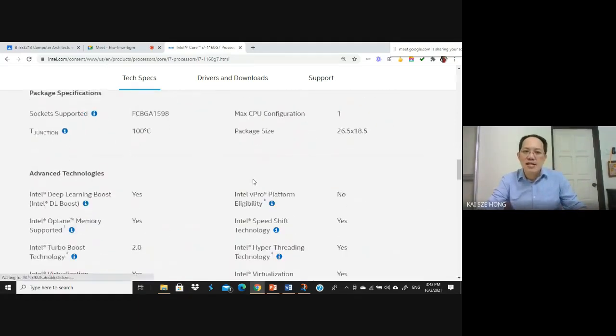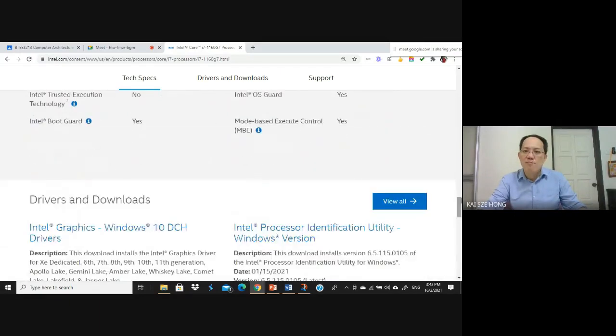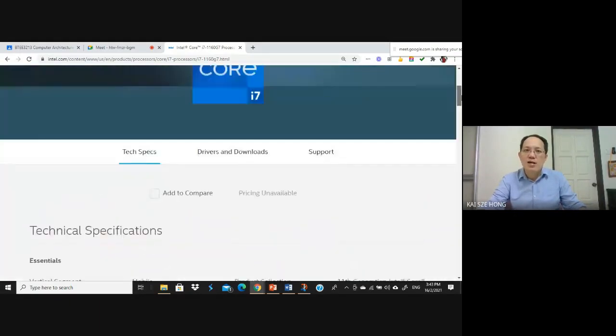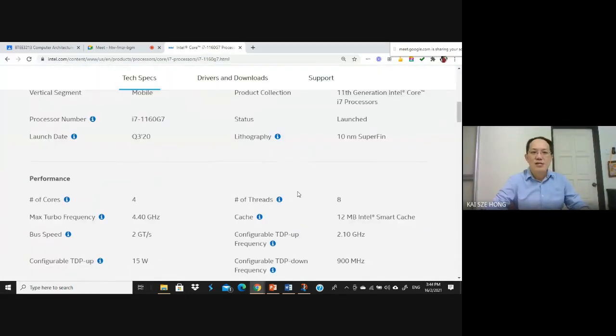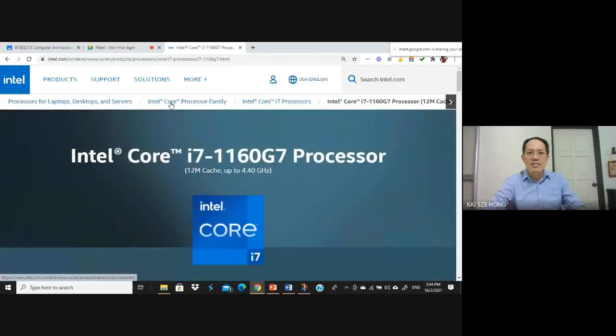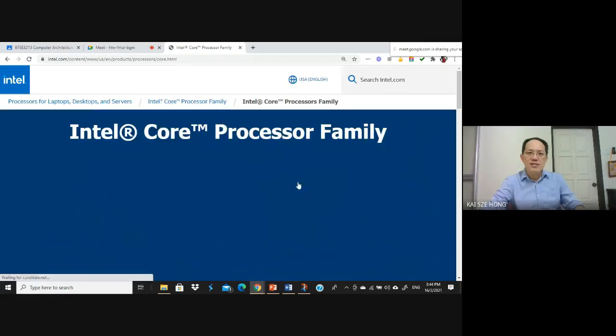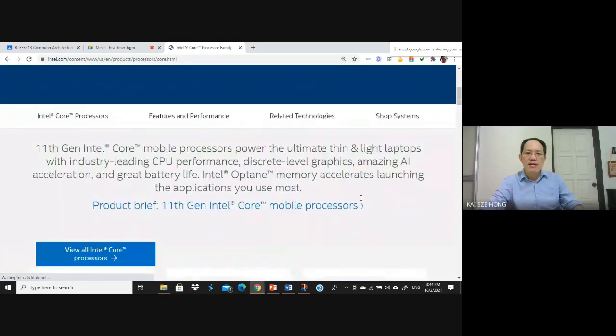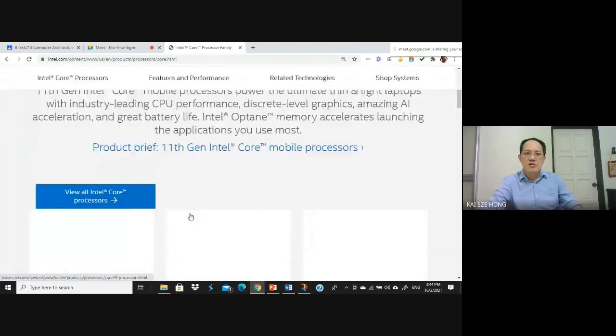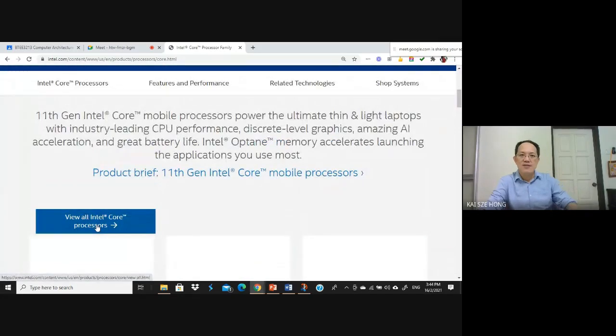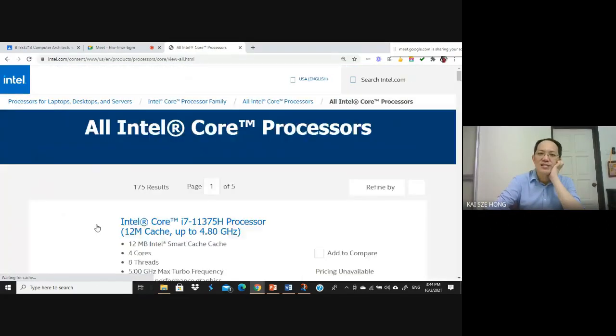Then you will be able to tell what happened from one computer to the other. What happened from i5 to i7, what's the difference? For i7, you have 4 cores and 8 threads. Let's say I go and search the i5. I go to all Intel Core processors, i5. I need to see how many cores there are, right? And the threads. Just now I had 4 and 8.